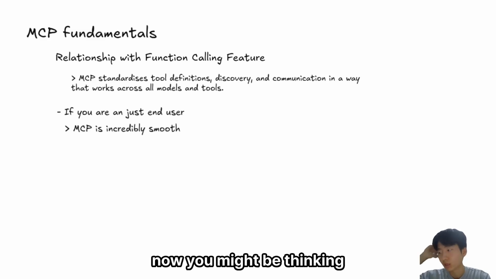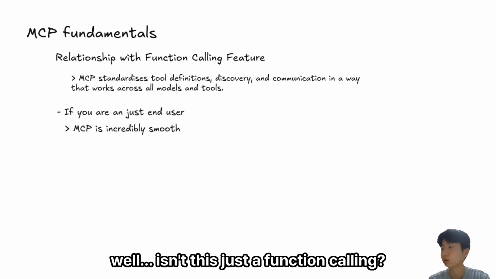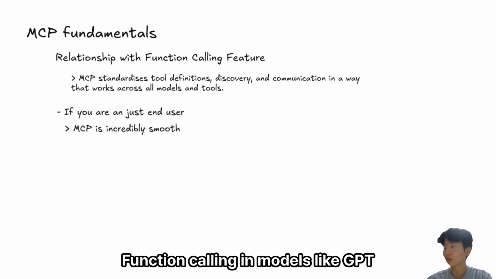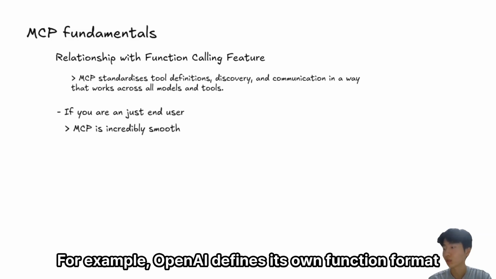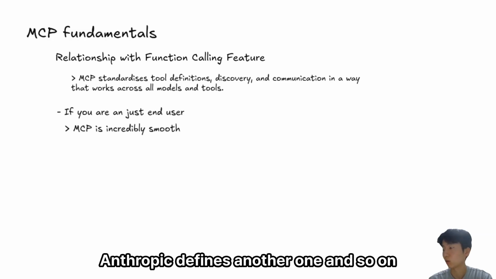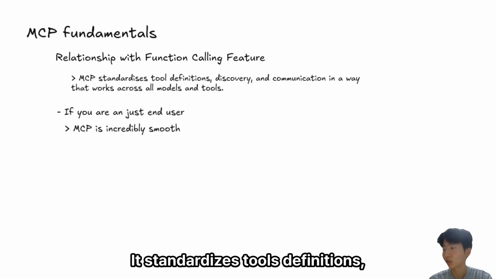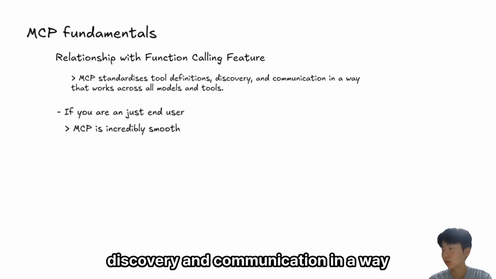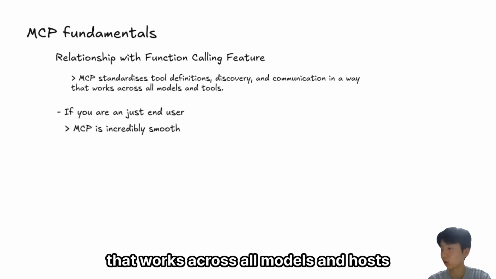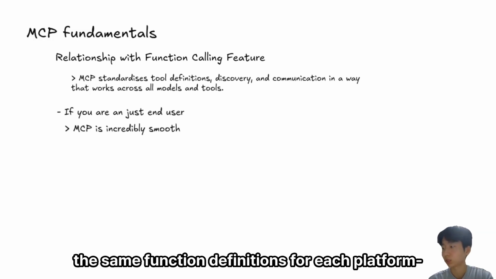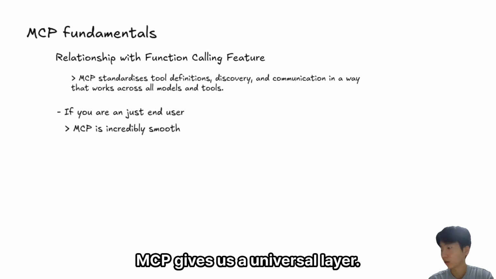Now you might be thinking, well, isn't this just function calling? Well, not exactly. Let me explain why MCP is actually a game changer. Function calling in models like GPT is great, but it is tied to the platform. For example, OpenAI defines its own function format, Anthropic defines another one, and so on. MCP goes further because it's a protocol, not a feature. It standardizes tool definitions, discovery, and communication in a way that works across all models and hosts. So instead of rewriting the same function definitions for each platform, MCP gives us a universal layer.